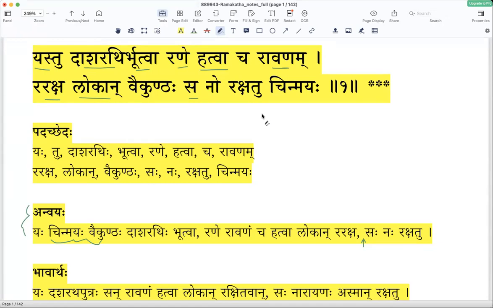Is it after having been born as this and after killing, or is it having killed Ravana? That act of killing itself protected the worlds.